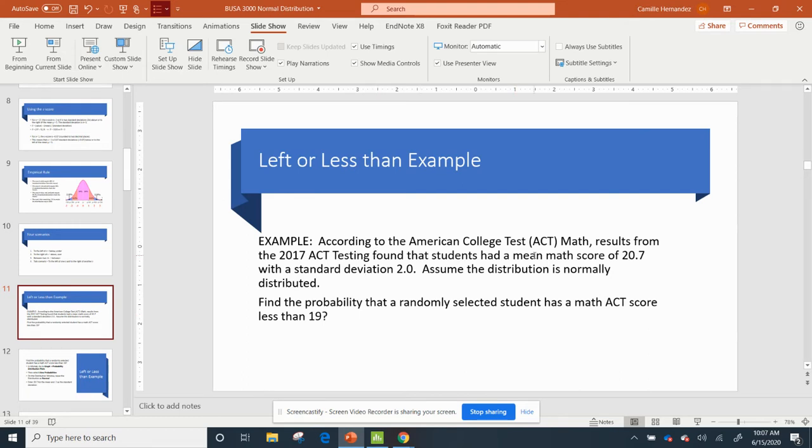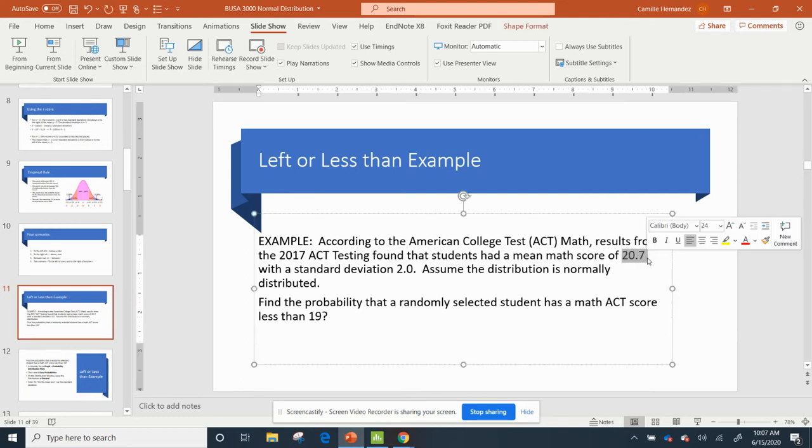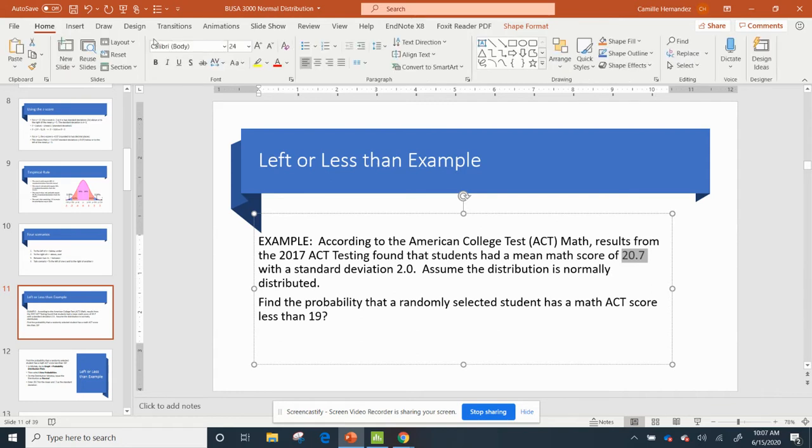Okay, I'm going to make this bigger and let's go ahead and look at it. I have a mean, correct? So let's make my mean yellow. So my mean is 20.7. My standard deviation, I'm going to make green. And then it says it's normally distributed. Okay, those are some big signs for me. That means that I can use normal distribution. So I have my mean, I have my standard deviation, and I know it's normally distributed.